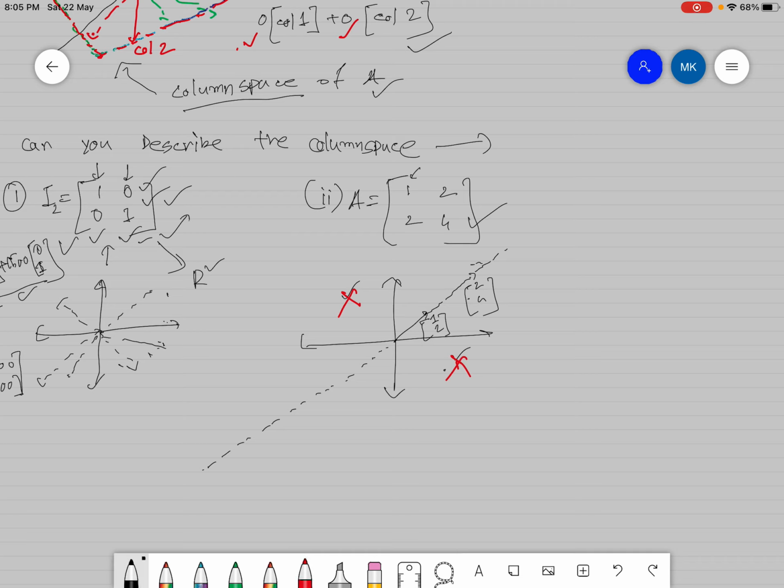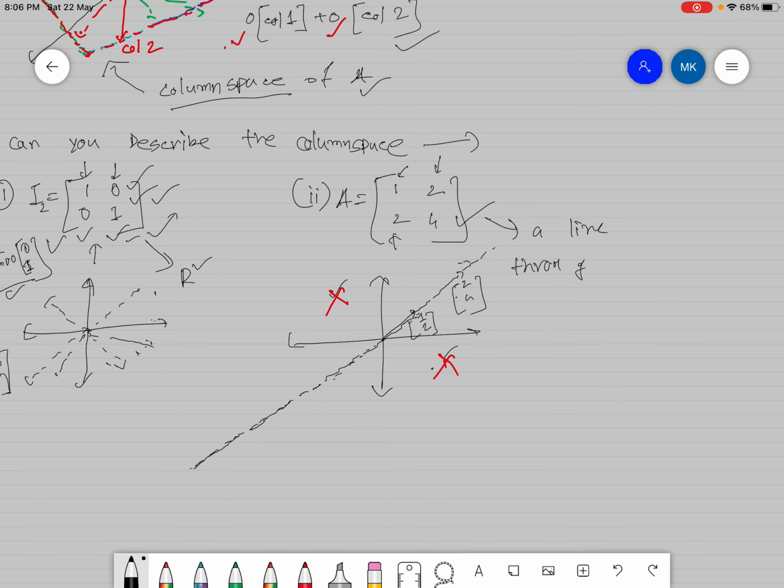So the answer is simple. By taking all the possible linear combinations, you cannot reach every point of R2, or you cannot cover the whole vector space of R2. You can only cover a line, right? So the column space of this should be a line through the origin in R2.